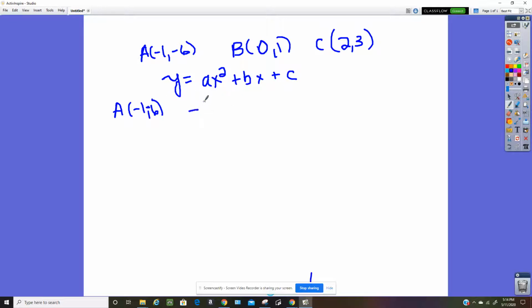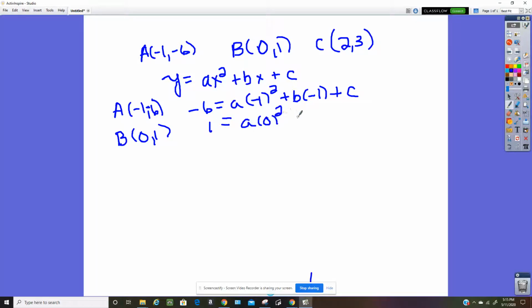So that means that -6 is equal to a times -1 squared plus b times -1 plus c. And for the point (0, 1), you have 1 is equal to a times 0 squared, plus b times 0 plus c. Well, that's just going to give you that c is equal to 1, and then we could probably solve it easily.